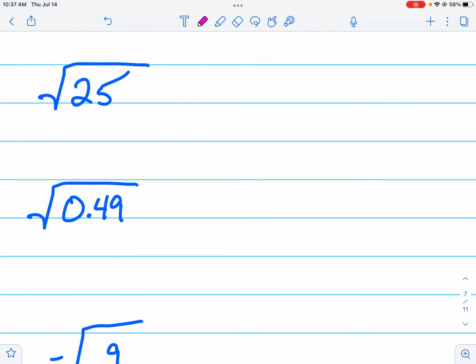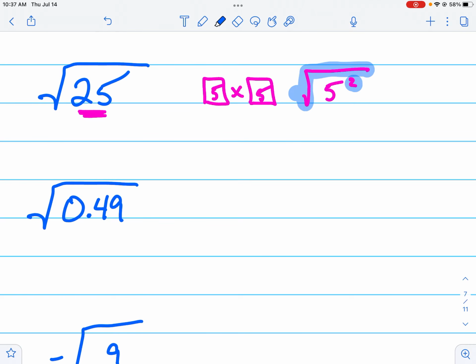And what we're trying to determine is, in this number right here, what number times itself equals 25. And this is where your multiplication facts come in handy. If you know that 5 times 5, right, 5 times itself, becomes 25, then what you could do is rewrite the 25 as 5 to the second power. And then anytime you see this symbol with this symbol tucked inside, they effectively cancel each other out. And you're left with this answer only.